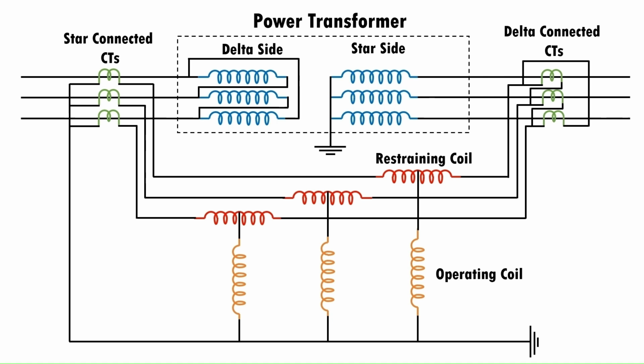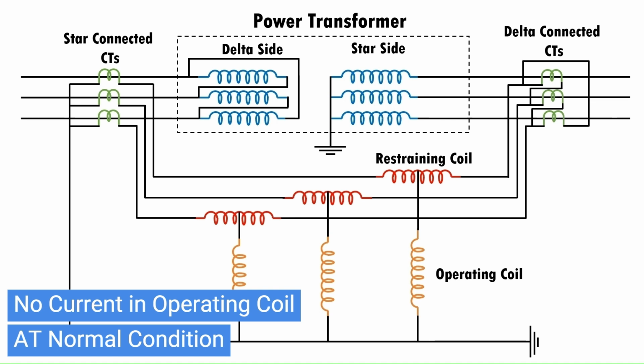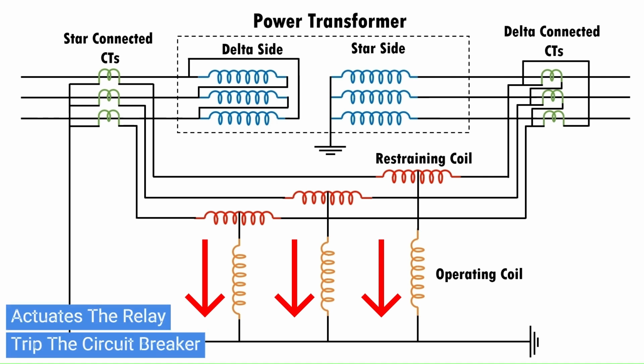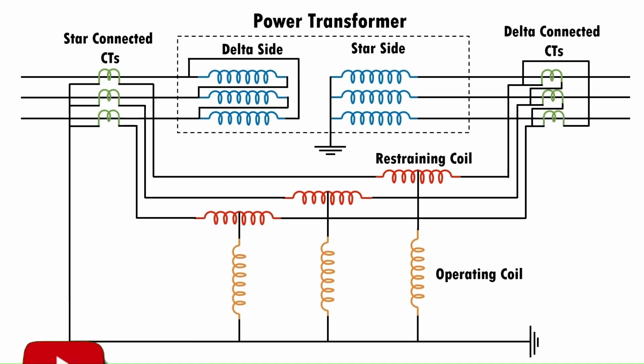The secondaries of both CTs should be connected to the operating coil of a differential relay in such a manner that there will be no current in the operating coil at the time of normal working condition of the transformer. But if a major fault occurs inside the transformer, due to which the normal ratio of the transformer is disturbed, then the secondary currents of both CTs will not remain the same, and one resultant current will flow through the operating coil of the differential relay, which will actuate the relay and trip both the primary and secondary circuit breakers. This is about the differential protection of the transformer.